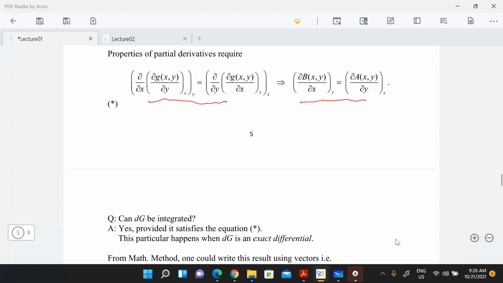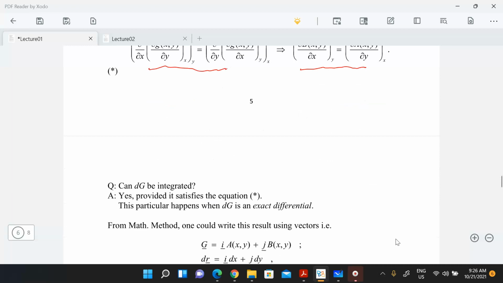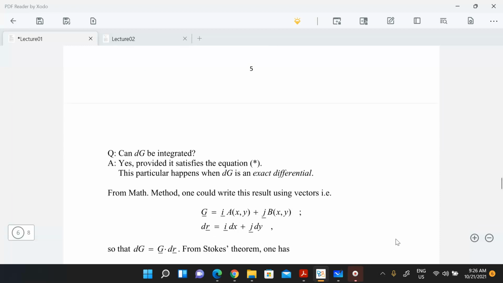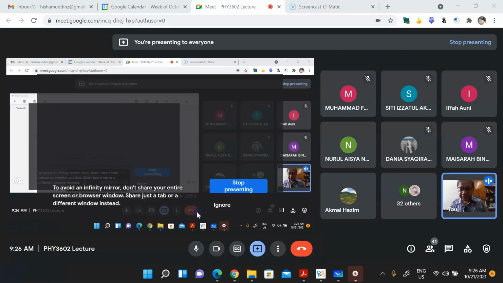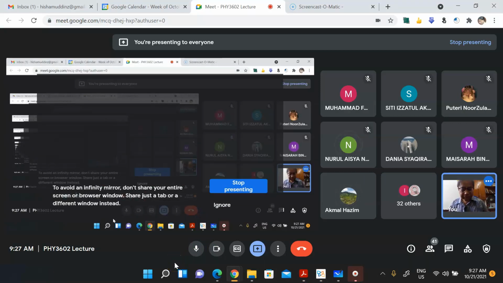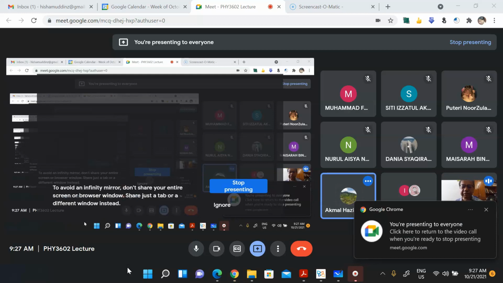In this particular form, you probably would not see it directly, but you have done maths method, right? Everyone, may I ask, when do you do maths method? This semester. Pardon? Sem 3. You're in Sem 5. Okay, great. So that means you know much more.